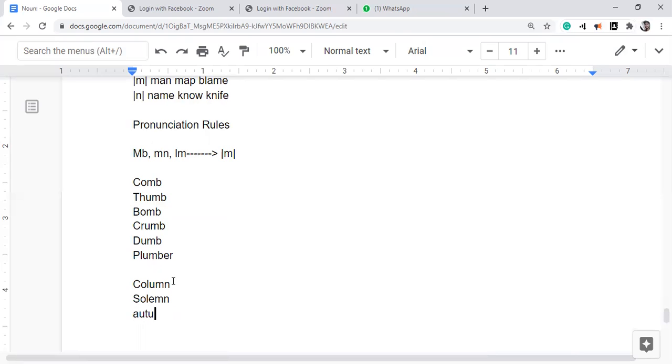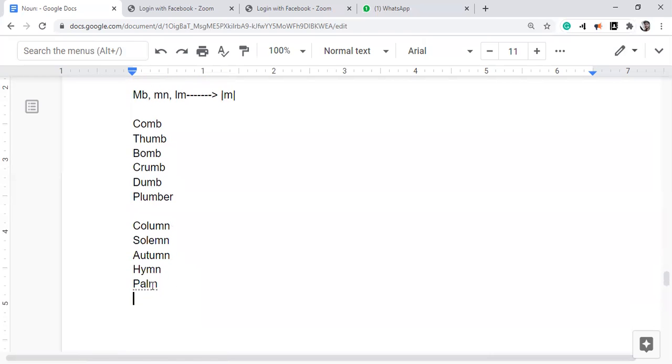Like that, for example, autumn. Do we say autumn? No, we don't. We say autumn, with the n silent. Likewise, hymn. Do we say hymn? No, because MN coming together, the sound will be om. For example, palm. Do we say palm? No. Because LM coming together, the L will be silent, and the sound will be ma.